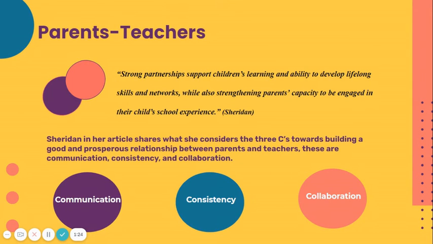And finally, the third C is for collaboration. This would be easier if the first 2 components, consistency and communication, are carried out well too. So a collaborative partnership focuses on specific positive strategies to help children achieve the best of their potential.